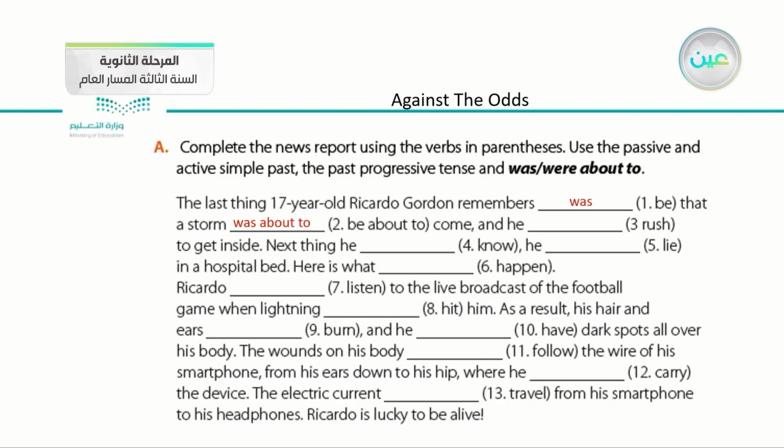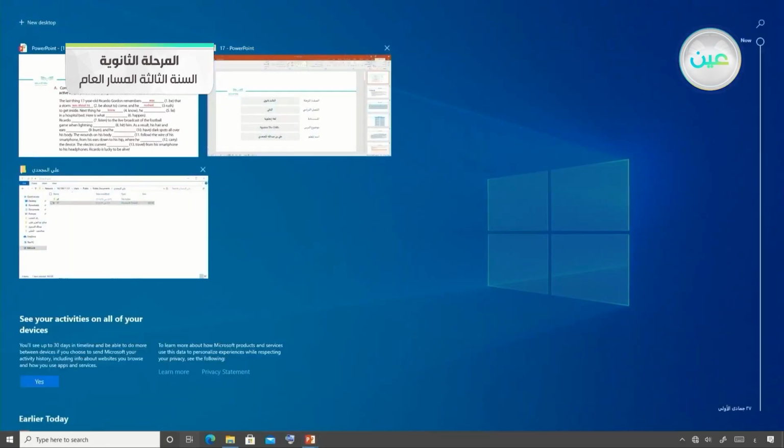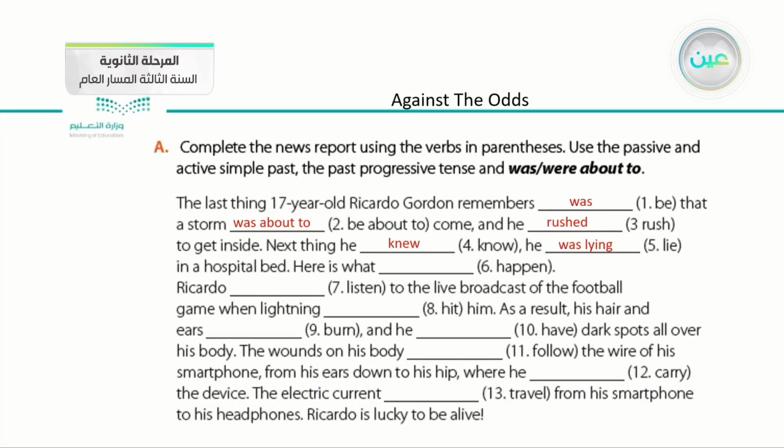and we have here the word rush, and the context is in the past. So the right thing to do is to add the ed for the verb. And he rushed to get inside. Next thing he knew, he was lying in a hospital bed. Here is what happened.